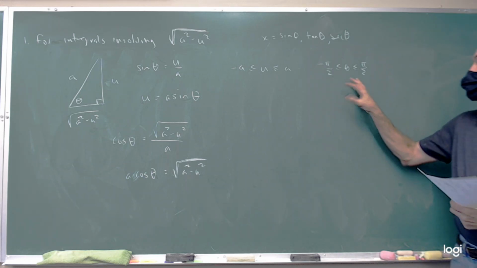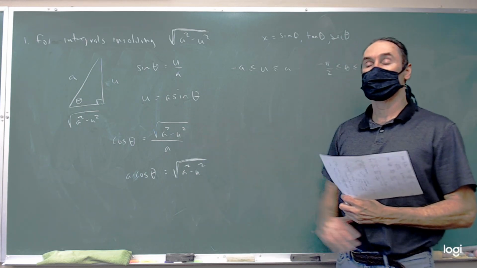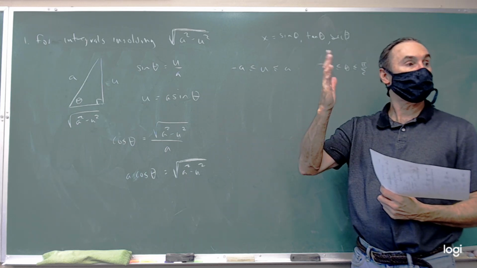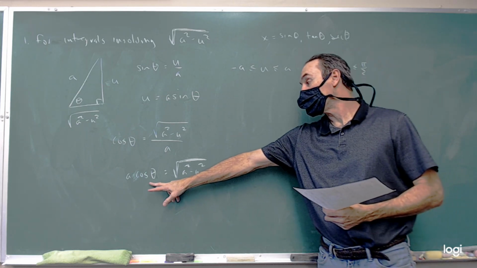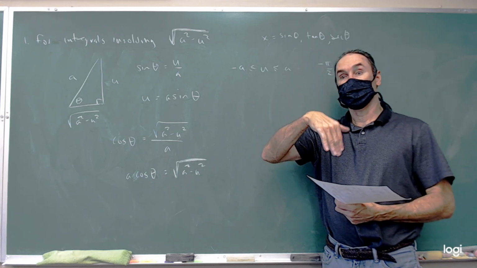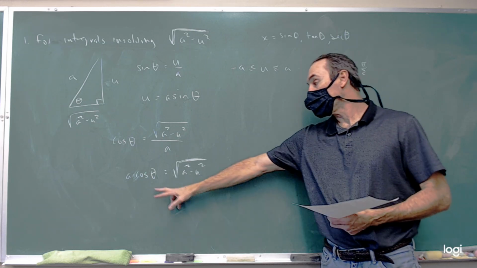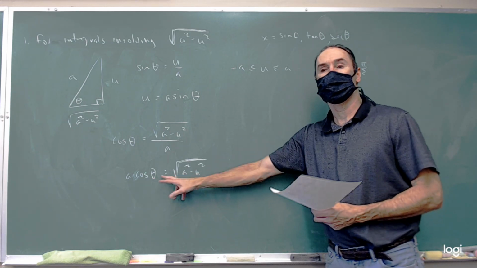So as long as we stay between negative pi over 2 and pi over 2, sine theta is going to do everything it can possibly do. We're going to get everything from negative 1 to positive 1 that sine does. And the good news is that on that interval, we're always to the right of the y-axis. So on that interval, cosine is always positive or 0, and so we're good to go.